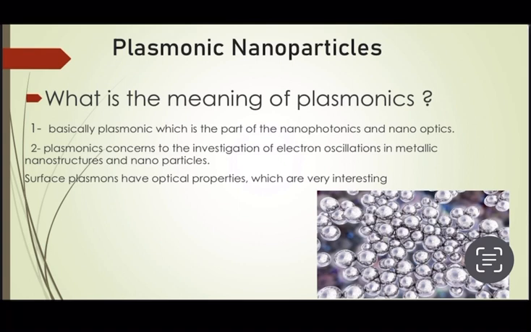We came to know that plasmonics, which is part of nanophotonics and nano-optics, basically concerns the investigation of electron oscillations in metallic nanostructures and nanoparticles. Surface plasmons have very interesting optical properties. Plasmonic hotspots hold all the necessary ingredients to photocatalyze chemical reactions, leaving us one step closer to converting sunlight into chemical reactions.